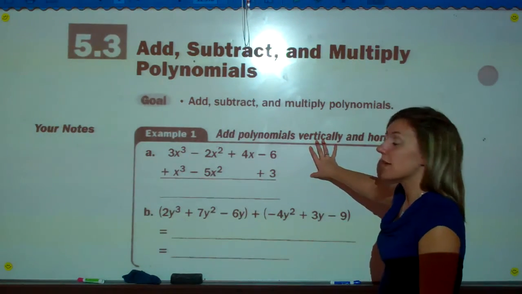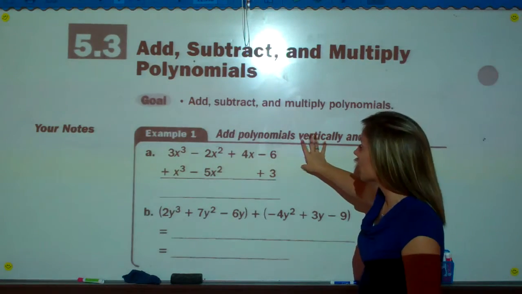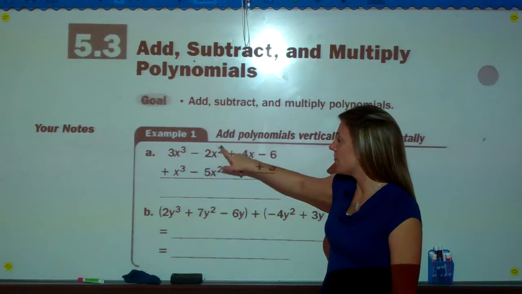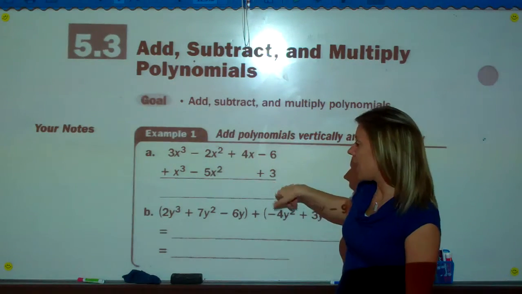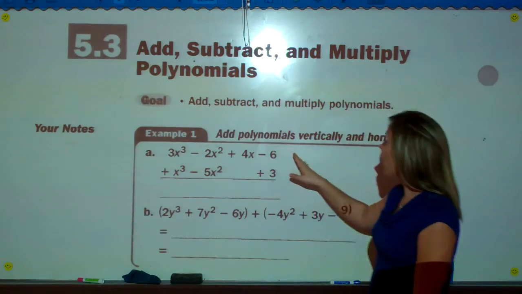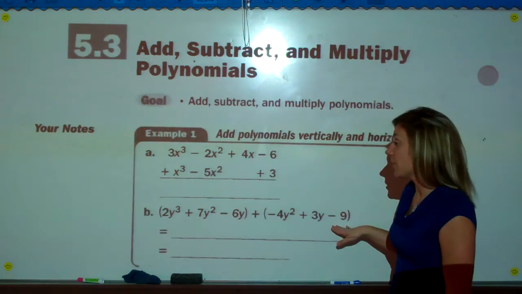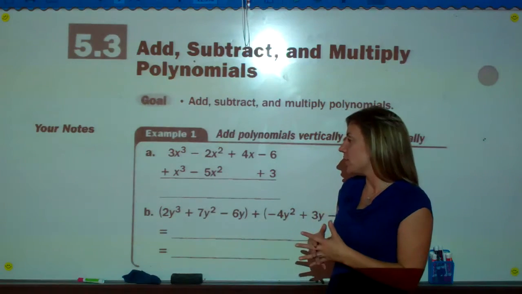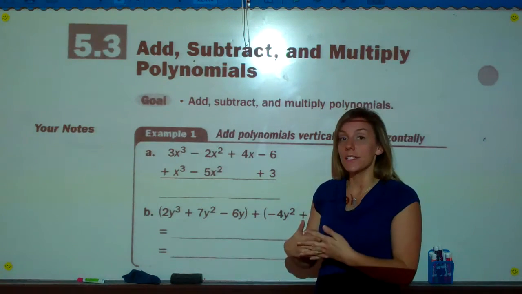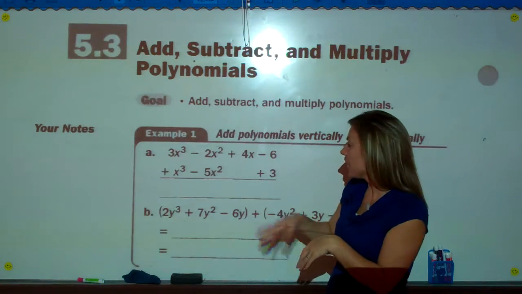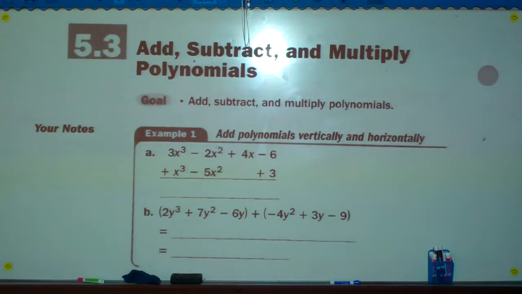So there's two ways that you could add or subtract. Vertically means you line up the like terms, so the x cubes line up, the x squareds line up, and the constants in this case. Or horizontally, which means you'll go from left to right, okay? So whichever way you set it up, you still just add the like terms or you subtract the like terms, okay? So in this case, it's addition.